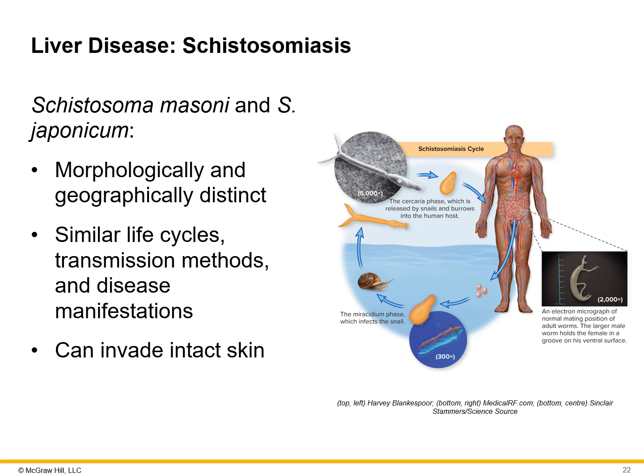All right, another liver disease here, schistosomiasis, that is caused by the Mansoni and the Japonicum species. So these both look different and they're in different regions, which is why they're separate species, but they have similar life cycles, are transmitted similarly, and look similar. And both of them can invade intact skin. So again, we're not just ingesting them through food, but they can actually burrow into or through intact skin.